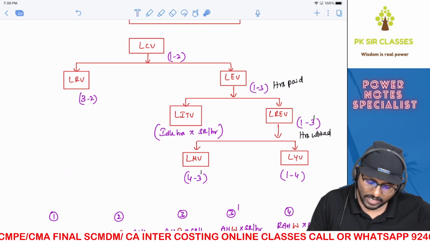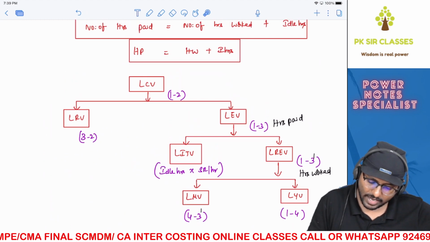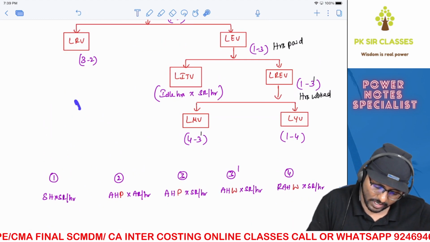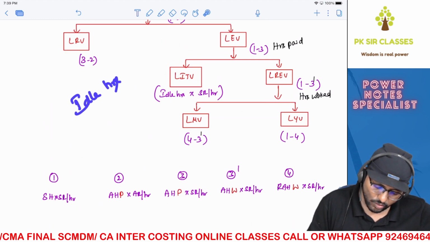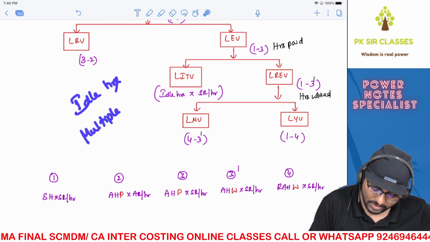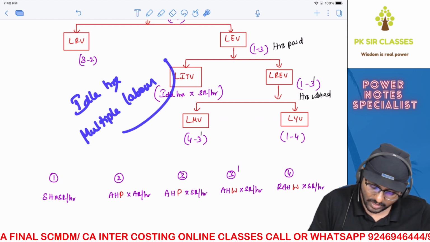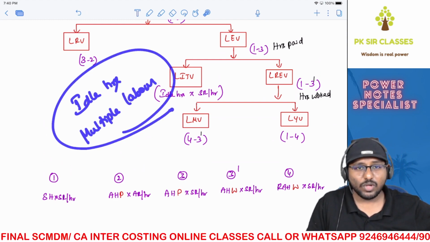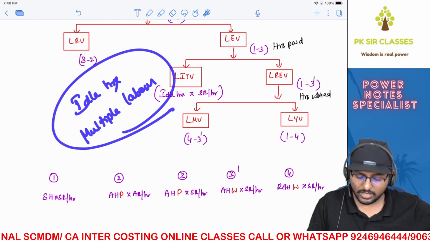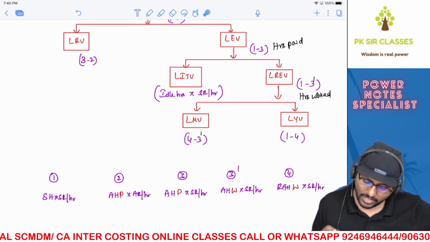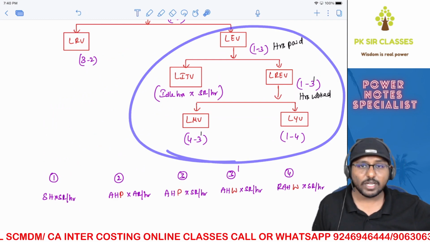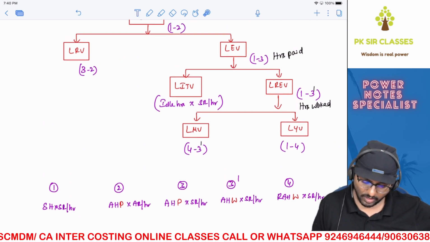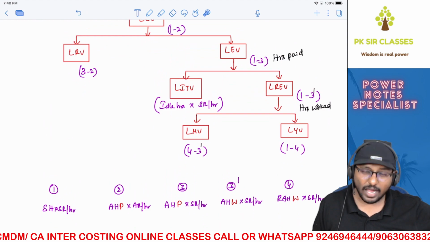So when you have idle hours, and also multiple labor, like men, women, grade 1, grade 2, grade 3 labor, skilled labor, unskilled labor, semi-skilled labor, something like that, then you will be getting all these things. Are you able to get me? Yes. So the point is pretty simple over here. I hope this is clear.